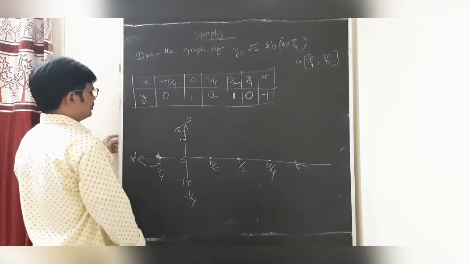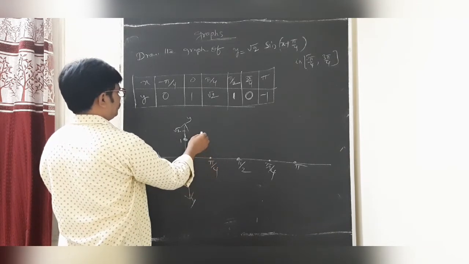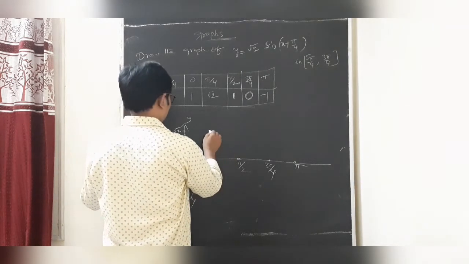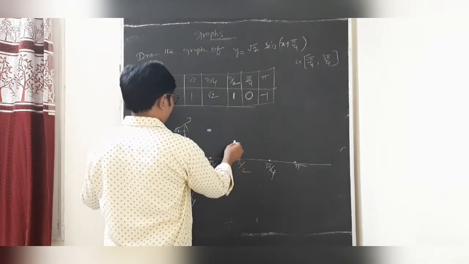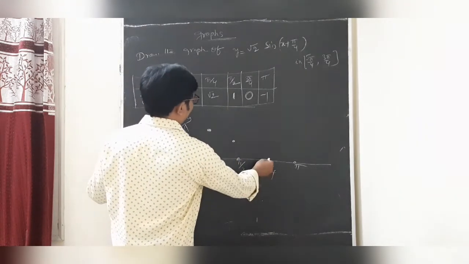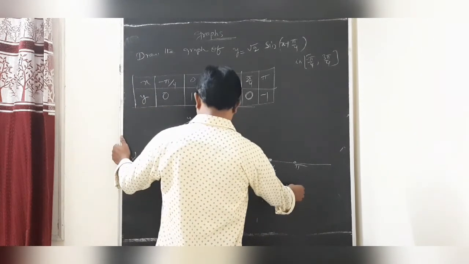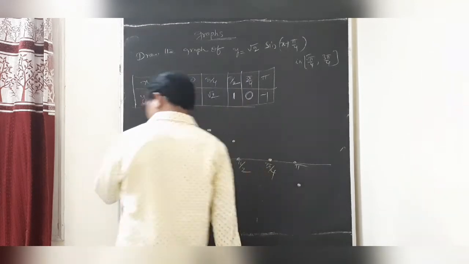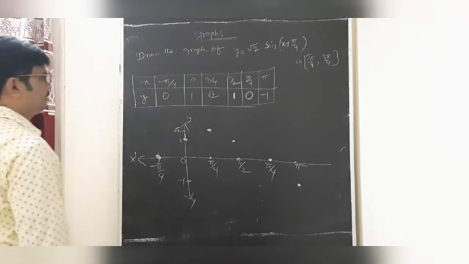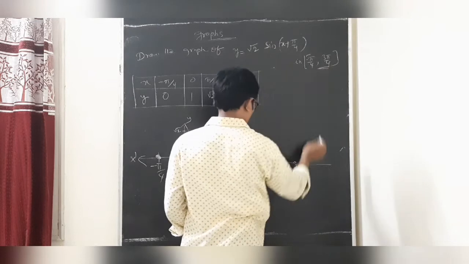First, this is 0. Minus pi by 4 gives 0. After that, students, 0 gives 1. Pi by 4 is root 2. Again, 90, pi by 4, root 2. 90 is 1. After that, students, 3 pi by 4 is 0. This is minus 1. So students, up to 3 pi by 4 only we are taking. Don't take this one.